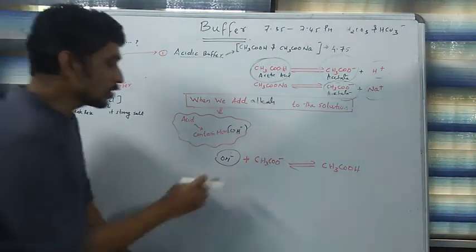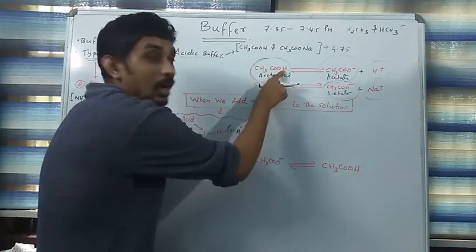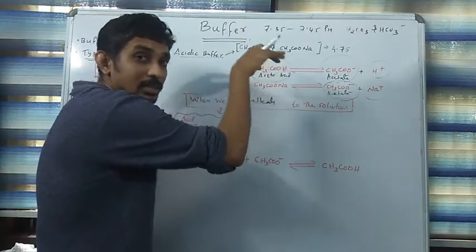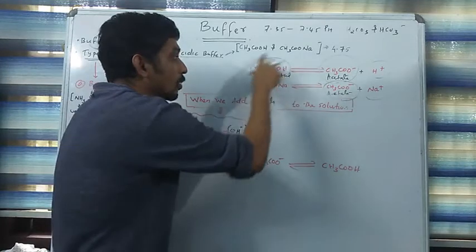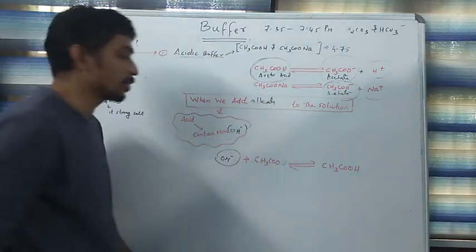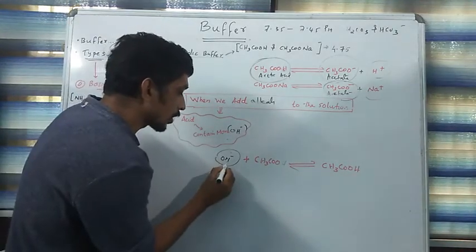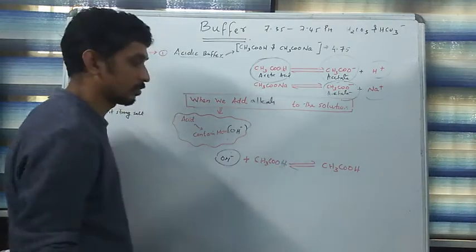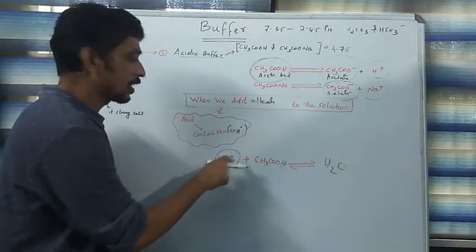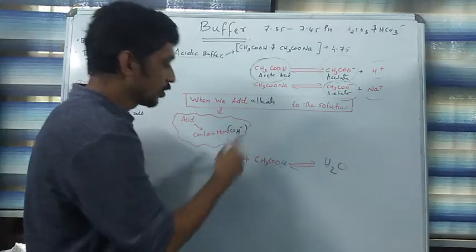We will study. This OH minus ion reacts with CH3COOH. I already told you that CH3COOH is a weak acid. It ionizes only a little, so more CH3COOH will remain as this. That CH3COOH reacts with this OH minus ion. During the reaction, this OH minus ion reacts with this H and is converted into a water molecule. So the OH minus ion addition will be balanced by the activity of this CH3COOH.